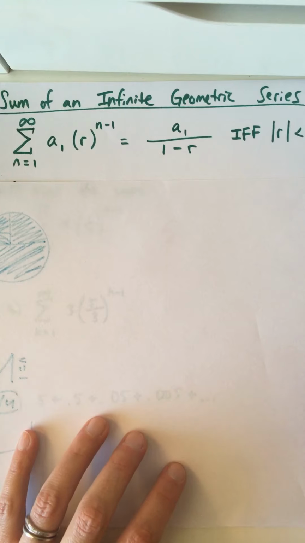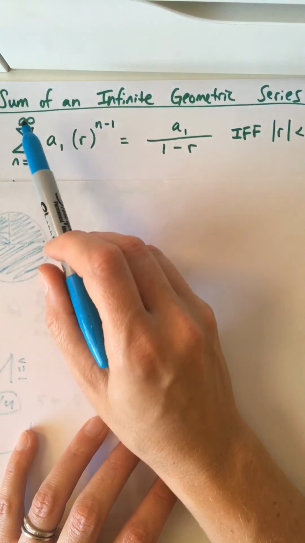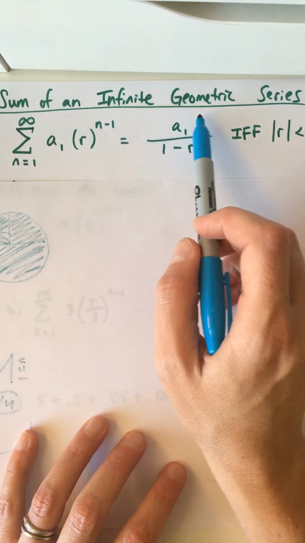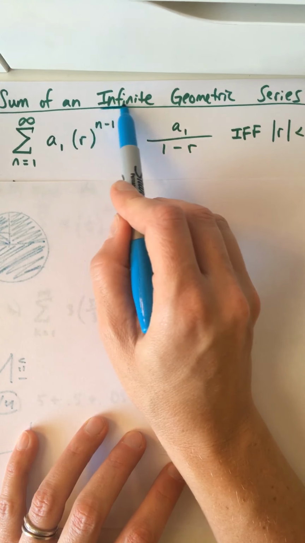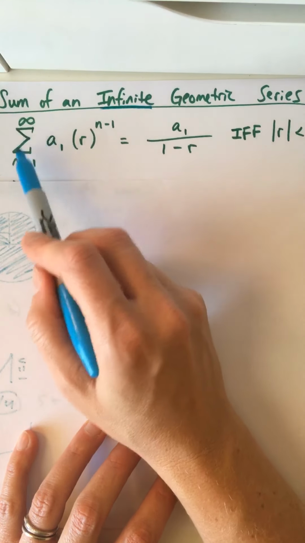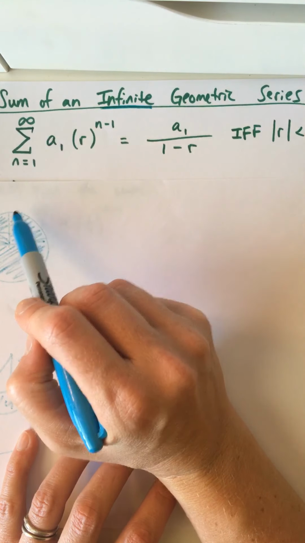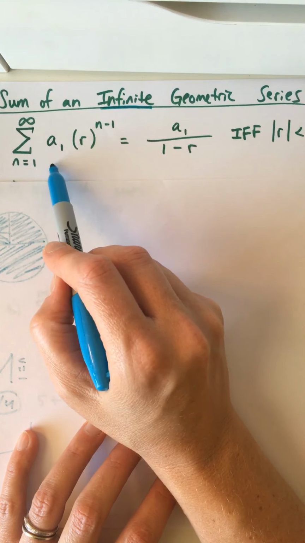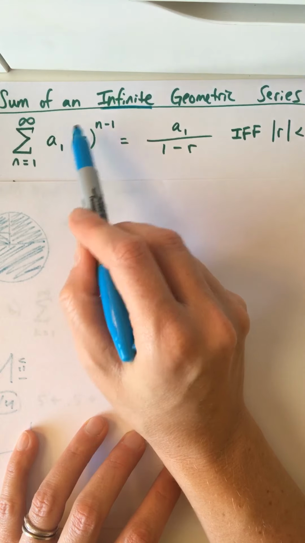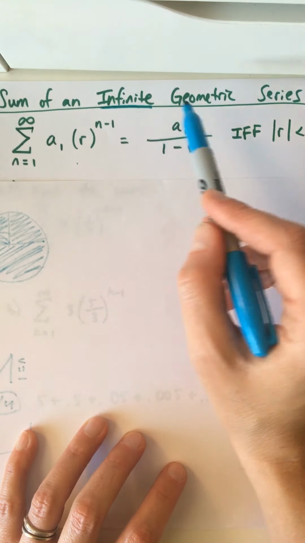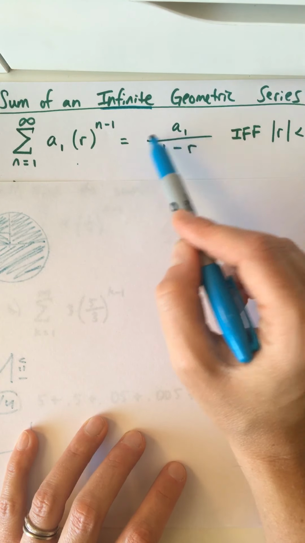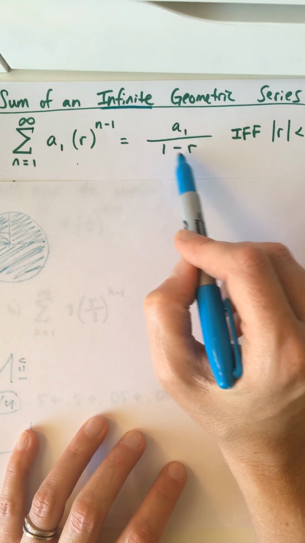We have a formula to represent the situation: the sum of an infinite geometric series. So now we're talking about a sum of a series that goes to infinity. And we can write the sum from n equals 1 to infinity of the first term, a sub 1, times that common ratio raised to the n minus 1. And that's going to equal the first term, a1, divided by 1 minus r.